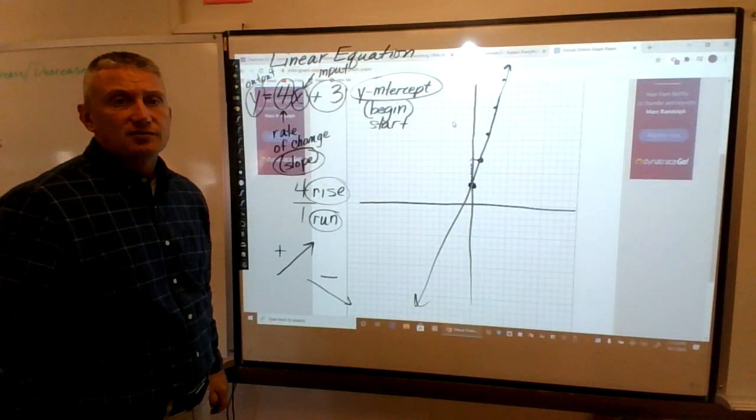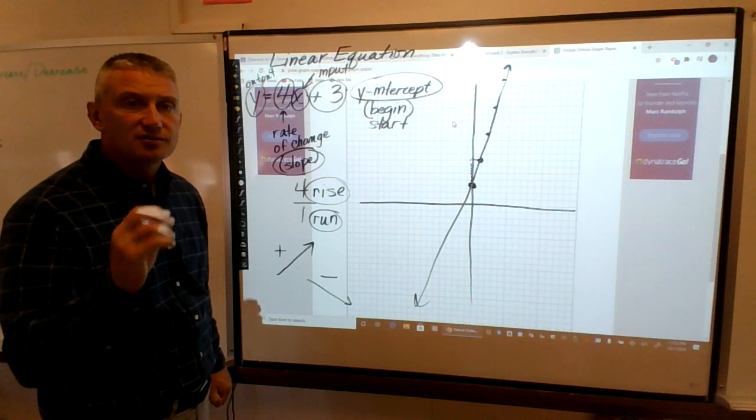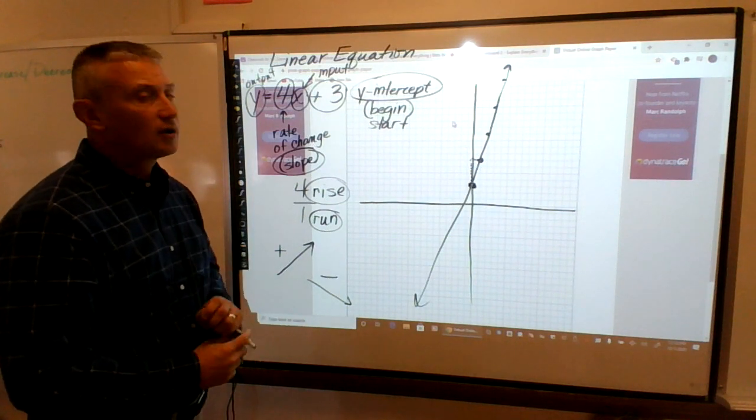Well, what do we know about this straight line? Well, we know that something is increasing at a rate of change that is constant. It's a constant rate of change. It's constantly changing by the same thing. Why?